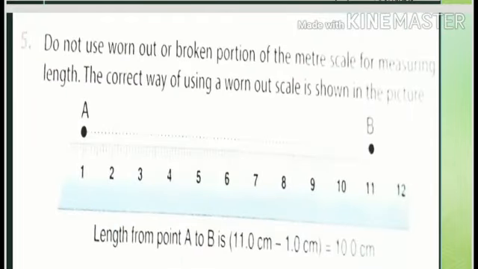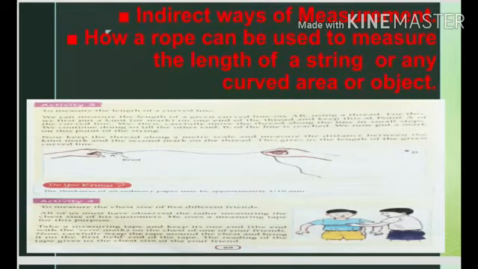Now the last precaution: do not use worn out or broken portion of the meter scale for measuring the length. पहली बात तो टूटा हुआ स्केल यूज़ ना करें। यदि आप करते हैं तो लाइन सेगमेंट का वन एंड जिस भी रीडिंग पे रखा है, आपकी टोटल रीडिंग जो आई उसमें से माइनस कर दें तो आपका मेजरमेंट निकल आएगा लेंथ का ऑफ गिवन लाइन सेगमेंट। सो दिस इज ऑल अबाउट द डायरेक्ट ways of measuring the length of given line segment.